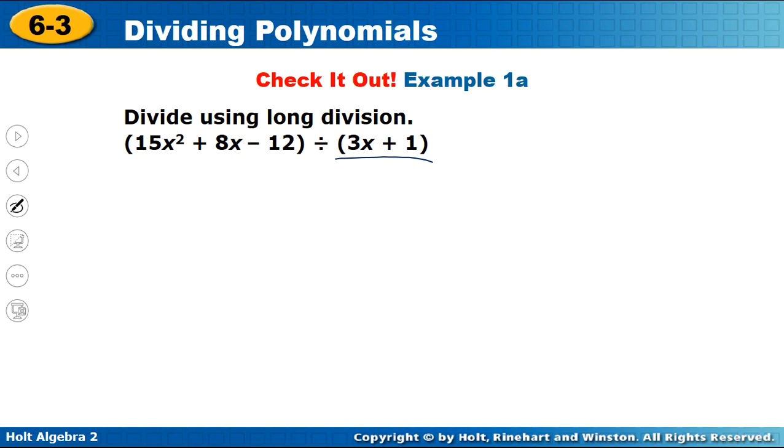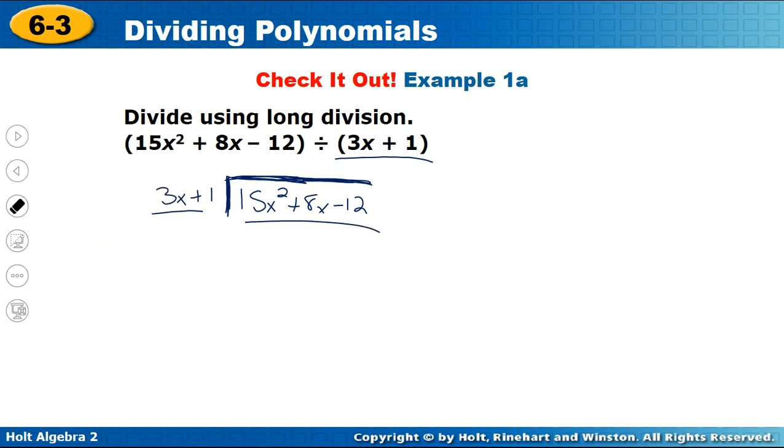We're going to write this first. We'll have 3x plus 1, and we're dividing it into 15x squared plus 8x minus 12. Now, don't get too freaked out by this whole thing. We're not doing this whole 3x plus 1 into this all at the same time. No, we're definitely breaking it up a little bit simpler than that.